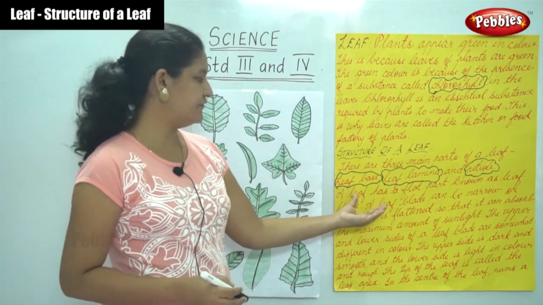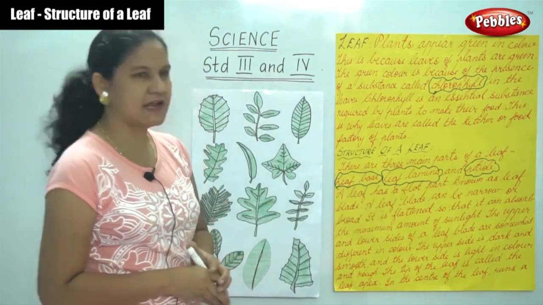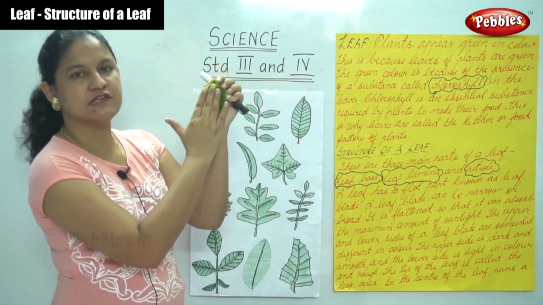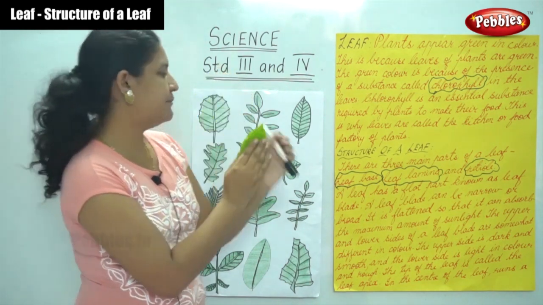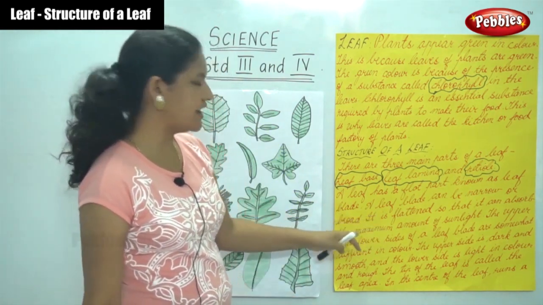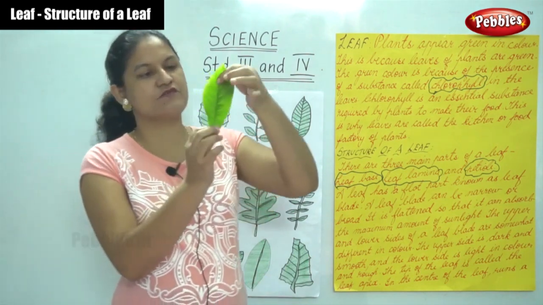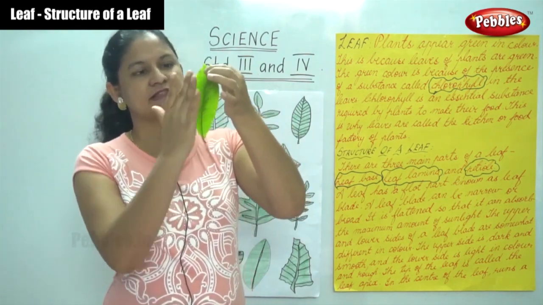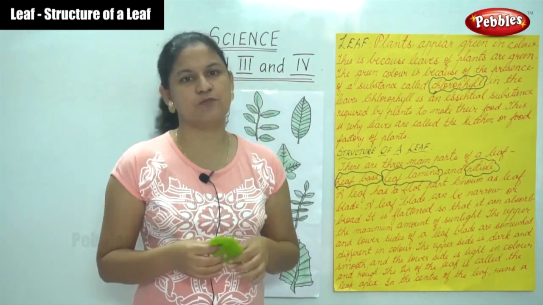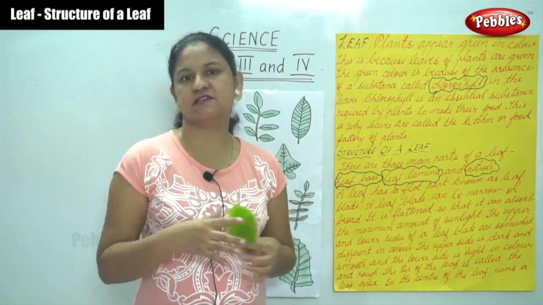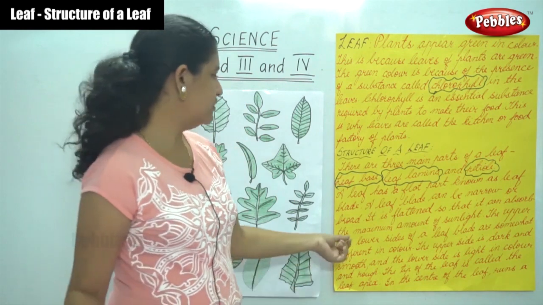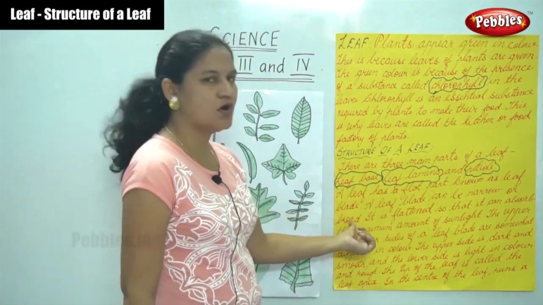A leaf has a flat part known as the leaf blade. This is the flat part of a leaf. A leaf blade can be narrow or broad. In the case of this leaf, you can find that the leaf blade is narrow. But if we go in for plants like the plantain, you see the leaf is quite huge and the leaf blade is broad.